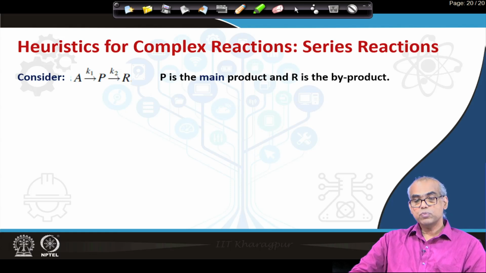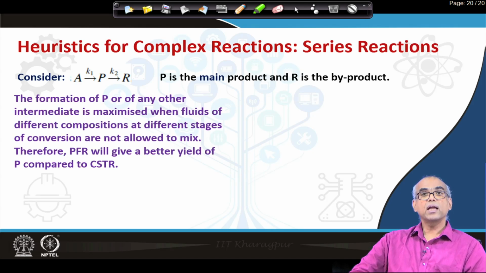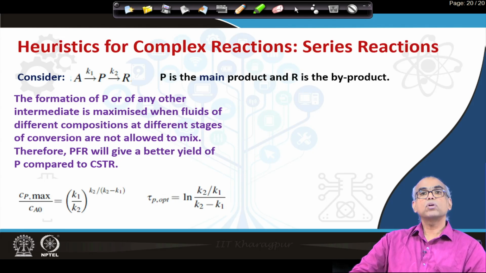Now, heuristics for series reactions. So, we consider a reaction A to P to R. Again, P is the main product and R is the byproduct. The formation of P or of any other intermediate is maximized when fluids of different composition at different stages of conversion are not allowed to mix. So, with these heuristics in mind, we can conclude that the plug flow reactor will give a better yield compared to a CSTR, better yield for the desired product P.